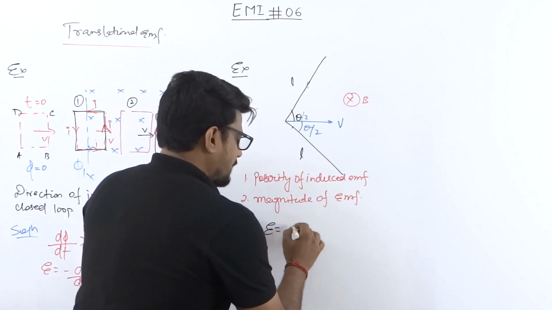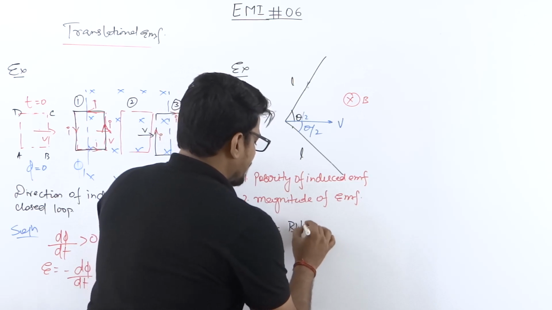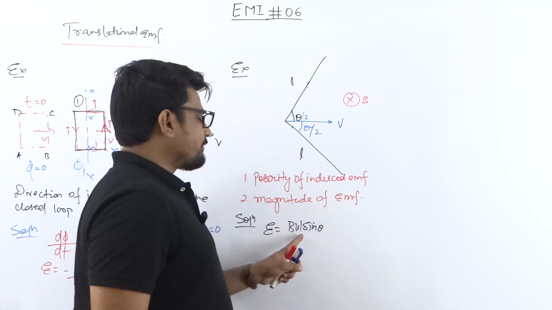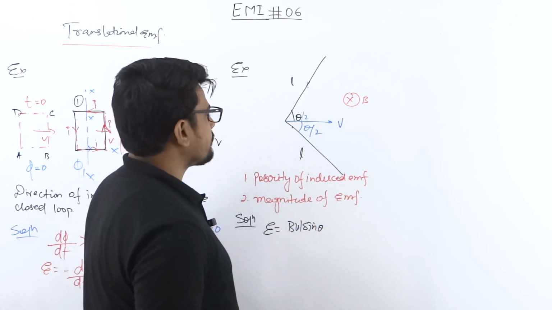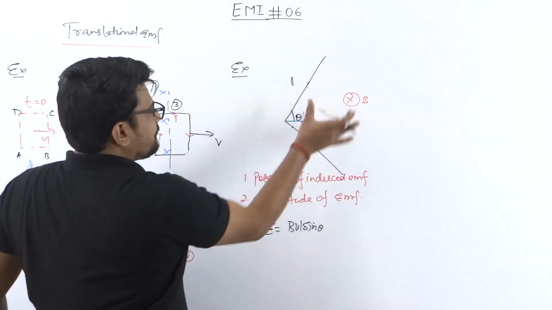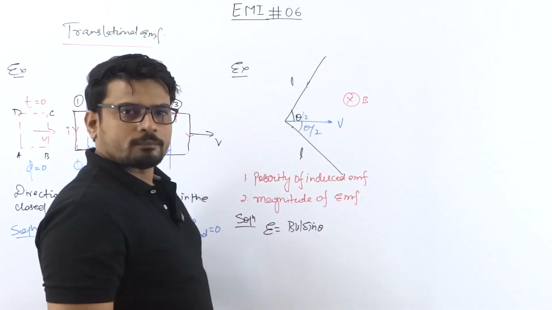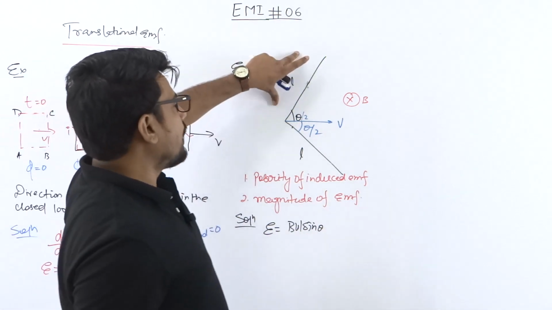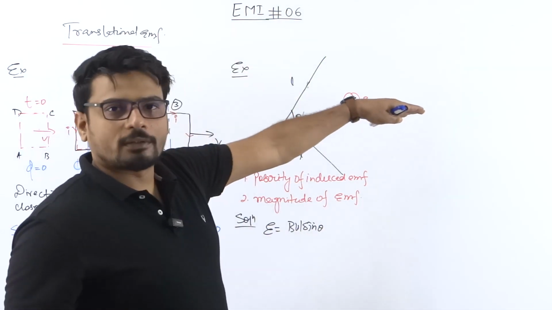Induced EMF is given as what? BVL sine of theta, where theta is the angle between the length vector and the velocity vector. Over here, we can see this length and the velocity are not in the same direction. So we have to figure out that component of the length which is in the direction of the velocity.